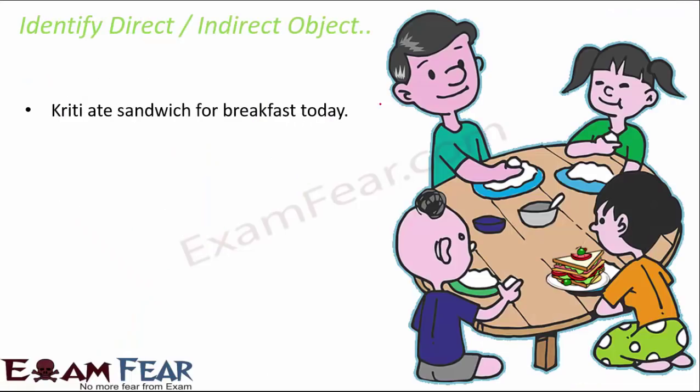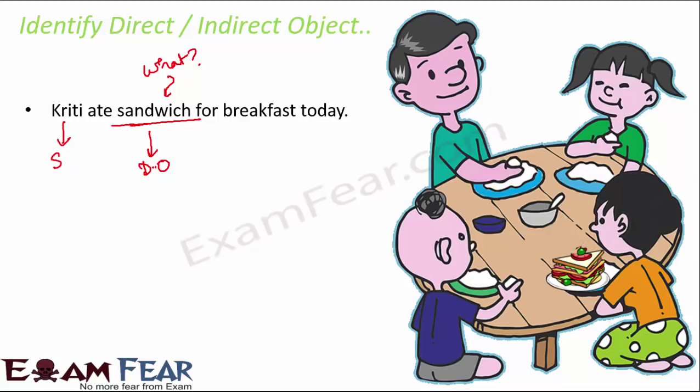Kriti ate sandwich for breakfast today. So in this case, which is the action verb? Ate, to eat, that's the action verb. And who is doing that action? Kriti. So it's quite obvious that Kriti is the subject here. Now let us ask a question to find out the direct object. If I ask, Kriti ate what? The answer would be sandwich, which shows that sandwich is the direct object.